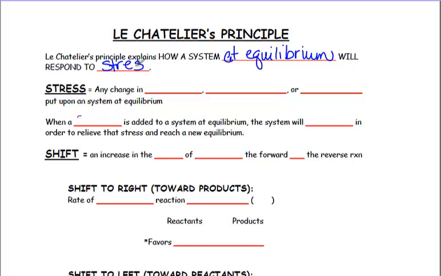And what is a stress? Well, stress is any change in temp, concentration, or pressure put upon a system at equilibrium. Remember, it is a closed system.